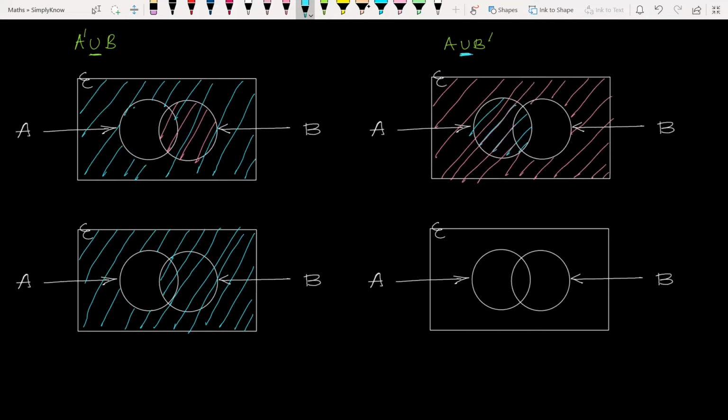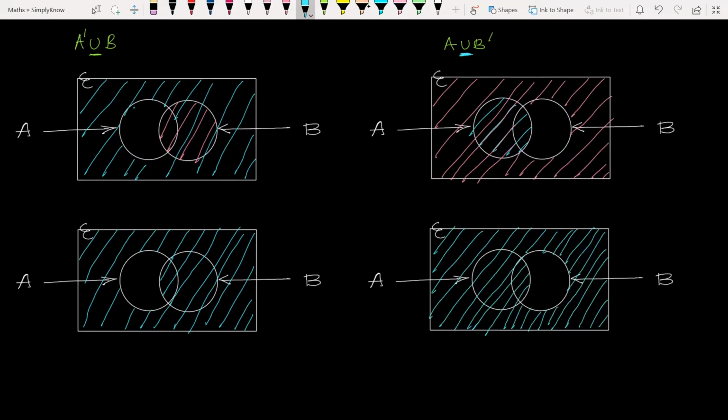Now for the union, we need to consider everything that we have shaded. So our final answer is, as you can see, this small region is unshaded. So except that region, we need to shade everything. So let's shade. Okay, this is our final answer.